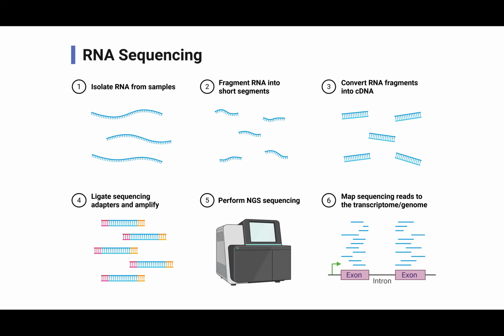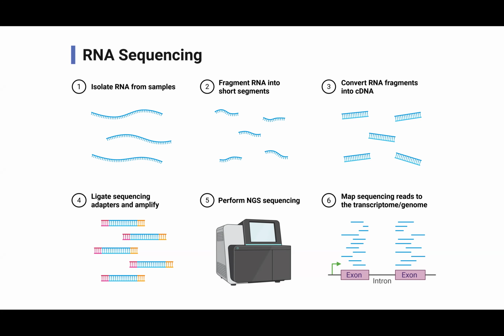To get started, I'll remind you that last time we talked about RNA sequencing, and the major steps are to isolate RNA from the samples, fragment it into short segments, and then convert those into cDNA. So you have these little pieces of DNA that are going to actually be sequenced. You add some sort of sequencing adapter so that it is compatible with the sequencing chemistry in the machine, and then perform next generation sequencing and map all of these small reads of DNA sequence to the genome to figure out what RNAs they came from.